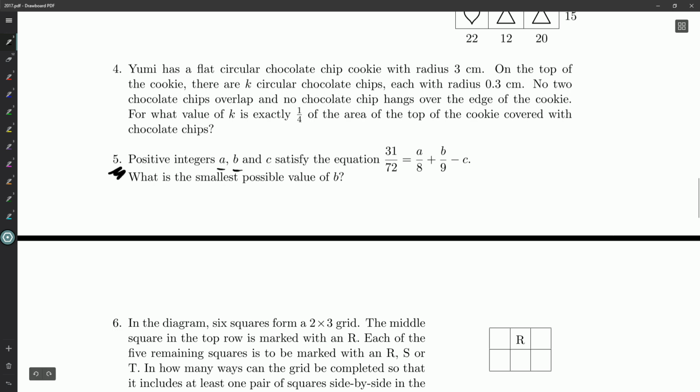Positive integers A, B, and C satisfy the equation 31 over 72 is A over 8 plus B over 9 minus C. What's the smallest possible value of B? Oh, now that is interesting. Okay, smallest possible value of B.